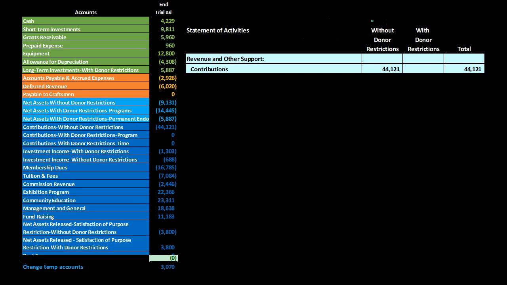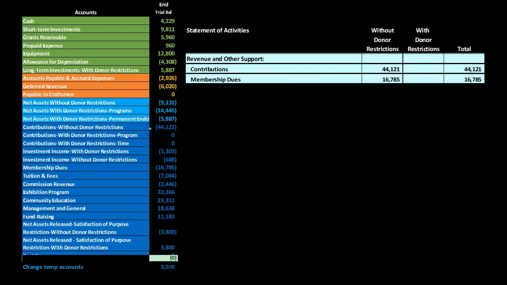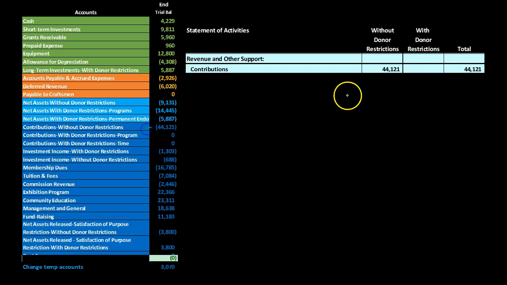Therefore, we will have these three columns, those without donor restrictions, those with donor restrictions, and then the total of the two on the right side. So this is going to be the contributions. Note the contributions is a credit balance down here. When we put it into our statement, we will, of course, not be putting credits into the statement. We will have the positive numbers in our statement of activities.